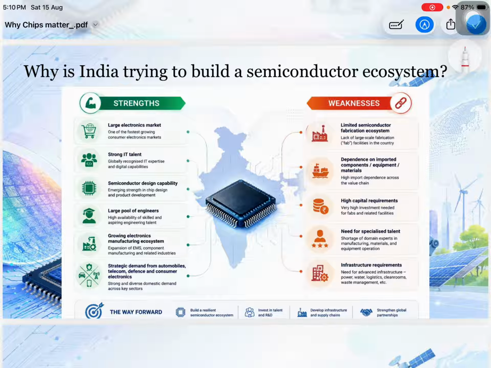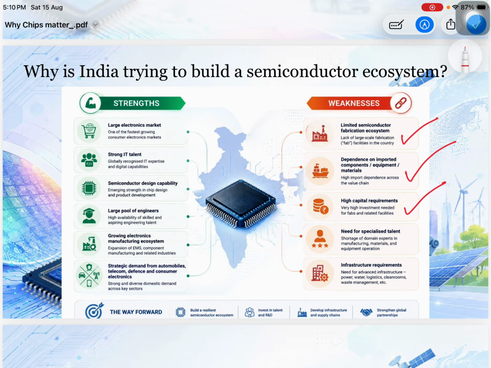Limited semiconductor fabrication ecosystem. It is really very limited. Dependence on imported components, equipment, materials. Even if we get the raw material, we are not producing the initial equipment which is required to build the manufacturing ecosystem.